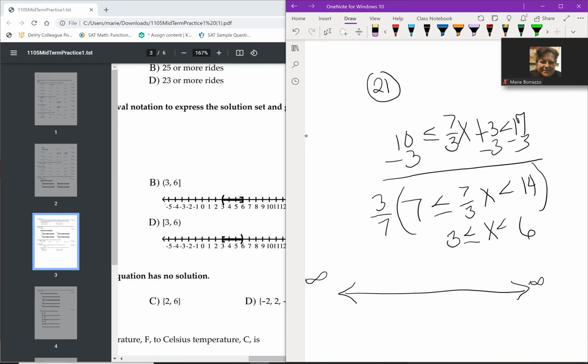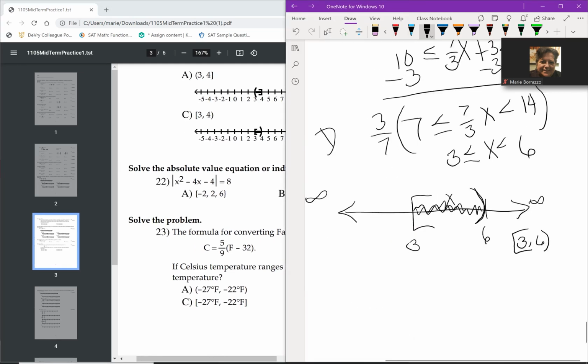So in essence, my answer choice should be D. So x is a number greater than or equal to 3. So think of x sitting here, if this is the 3, coming this way. But it's got to be less than 6, not inclusive of 6. Right? And so that would be answer choice D, as in dog. The interval notation obviously would be bracket 3, comma 6, parentheses. All right.